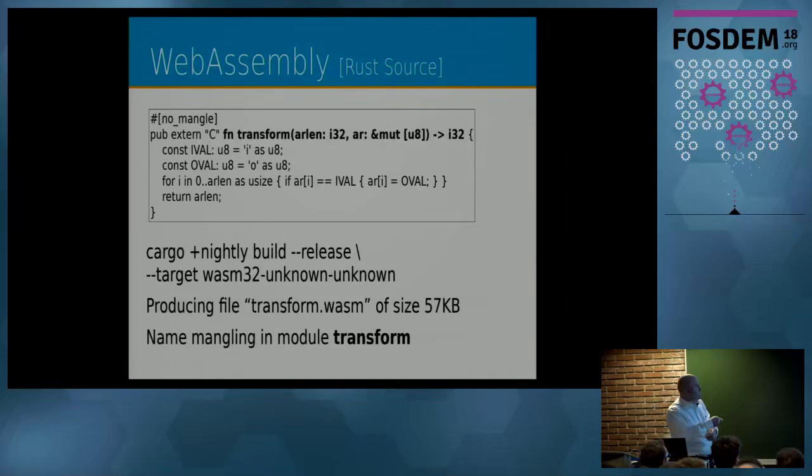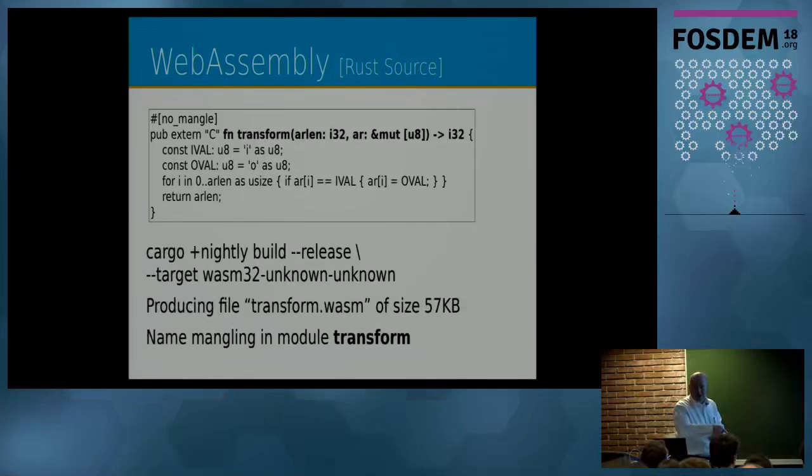I can show you later. And so I would iterate over the memory, over this buffer, and check for all characters E or I, and replace it by O. Compiling this with Cargo nightly, I get a file transform WASM of size 57 kilobytes, which is quite big.